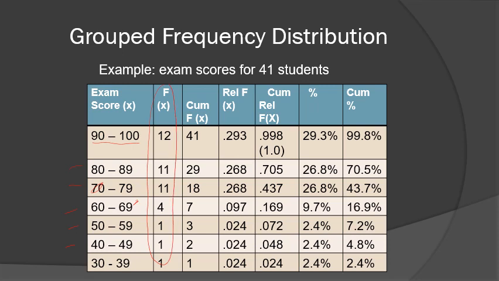So there are 12 that have between 90 and 100. One that's between 30 and 39. This is actually those graphs that you saw for the histogram earlier. And just like with a regular frequency distribution, you've got cumulative frequency, relative frequency, cumulative relative frequency, percent, and cumulative percent.